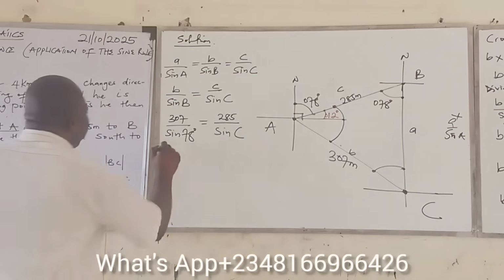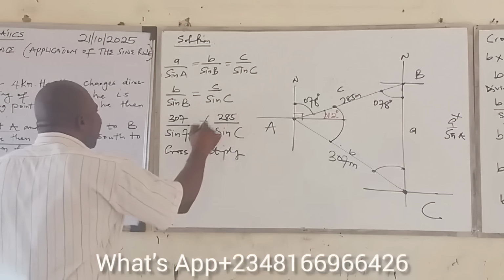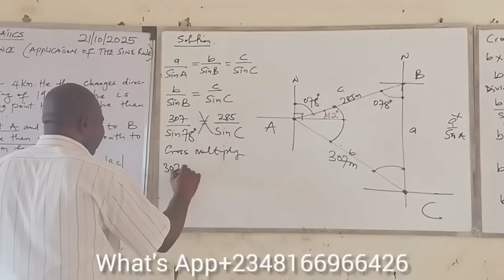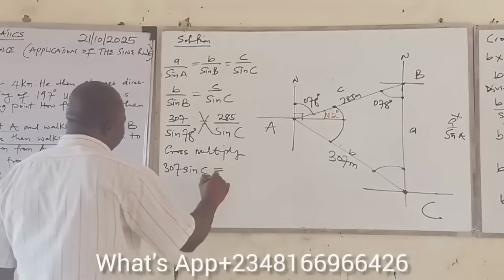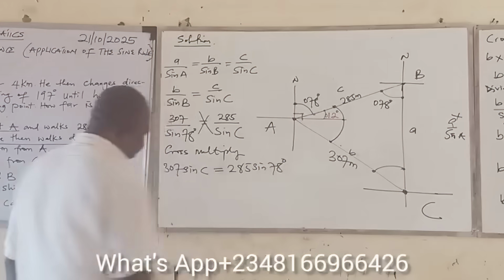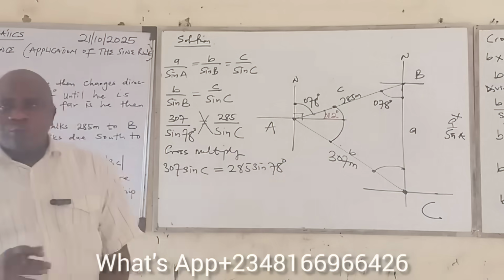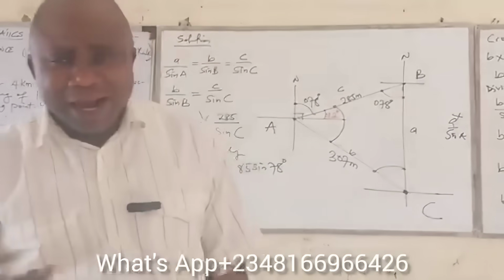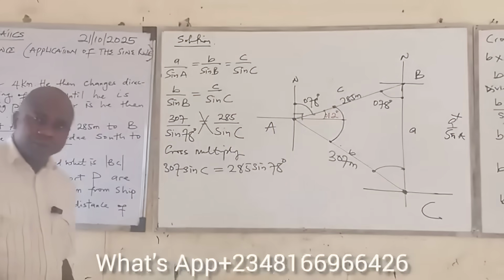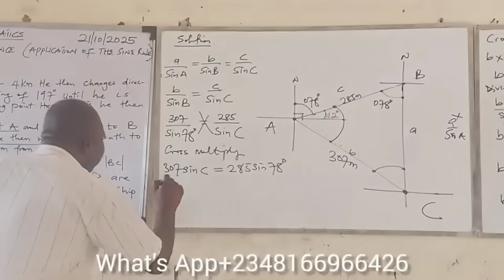Now the next step is to cross multiply. When you cross multiply, this times this, this times this. So we have 307 sine big C equal to 285 sine 78 degrees. To get the value of sine C, we have to divide both the left hand side and right hand side by the coefficient of sine big C, which is 307.